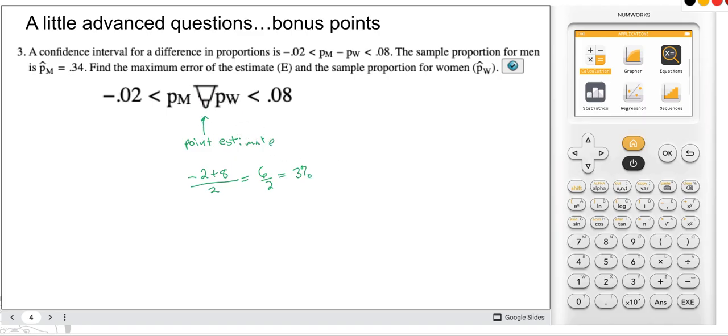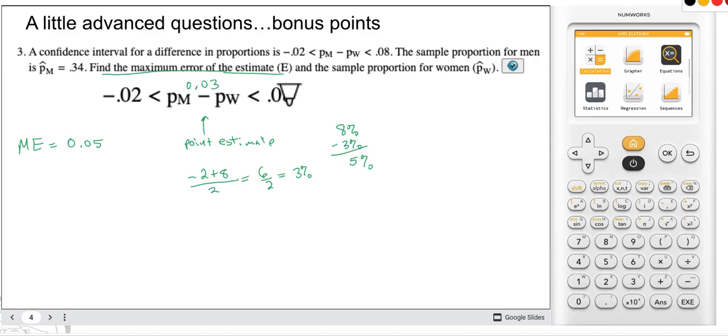So our point estimate is 0.03. And then just think how far from 3 to 8%? Well, you just take 8% minus 3%. That's going to be 5%. Okay. So our margin of error, which is the first question here, the maximum margin of error, is 0.05. Okay, so that's one question.